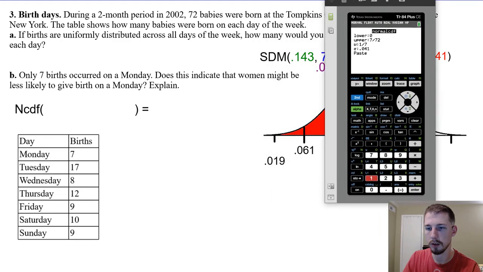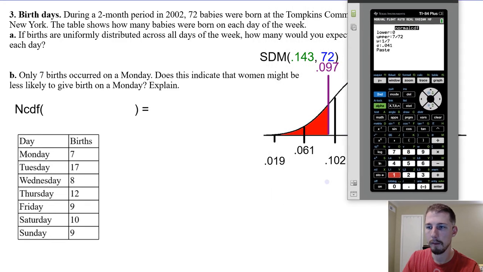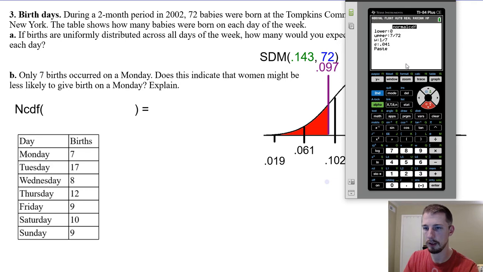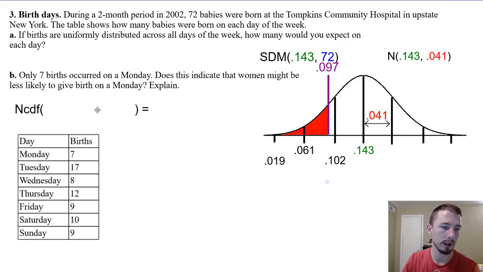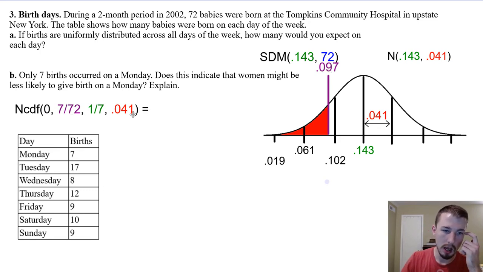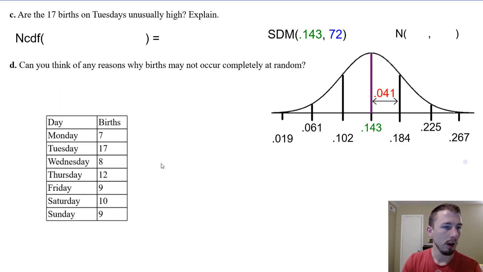And yes, okay, that is correct. All right, then hit paste, and that'll give us a probability of 13.3%, so 13.3. And this is what I put in the calculator, going from 0 to 7 out of 72, which is this percent we have here, centered at 1/7 with a standard deviation, which was rounded here. Okay, cool. And 13.3 if you want to round, or 13.26. All right, part C.